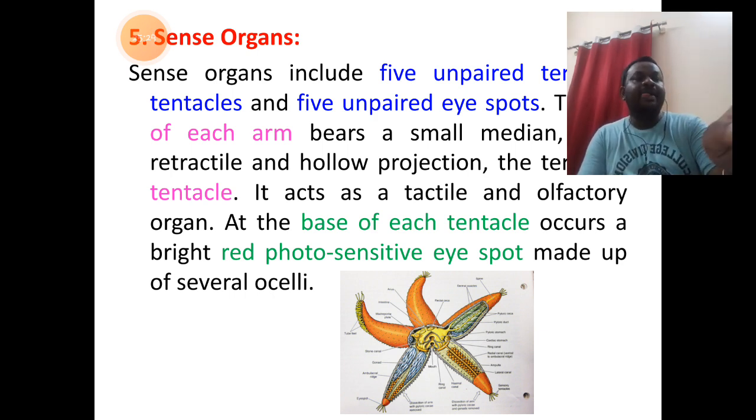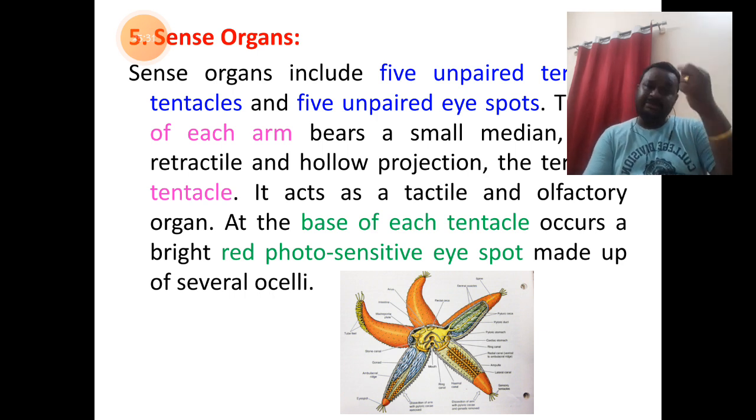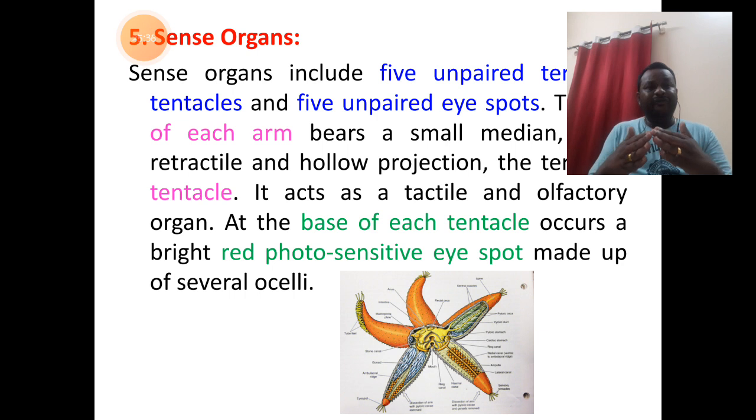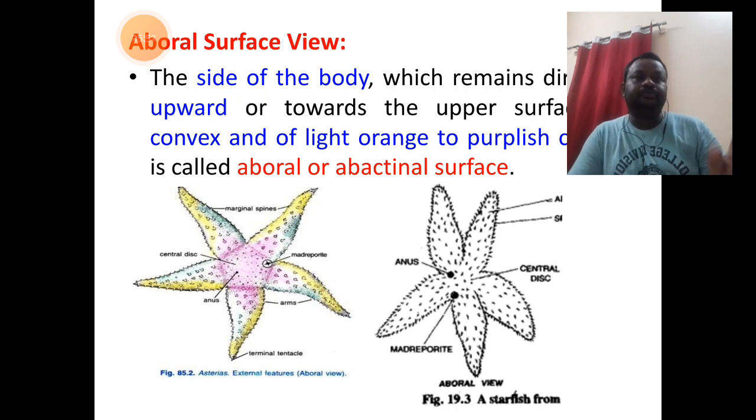So they are present beneath the tentacles. So we find at the tip of each of the arms 5 tentacles, so 5 unpaired tentacles are seen, and at the base of it we find red color eye spots which are photosensitive in function, and they are also 5 unpaired eye spots.